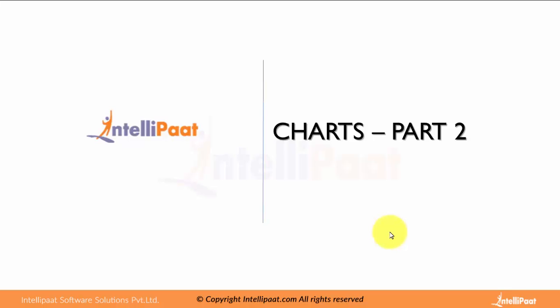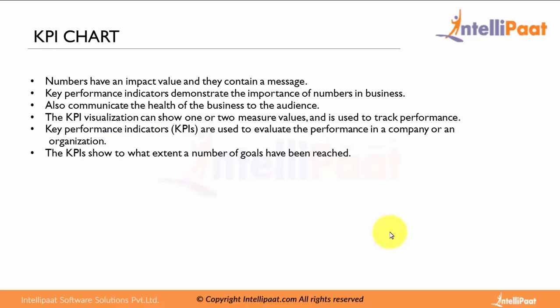Hello everyone. Today we'll see Qlik's different types of charts, part 2. Here we will see KPI charts, treemaps, scatter plot, geo maps, and we can see the gauge chart. So all these 5 types of chart we can see one by one.